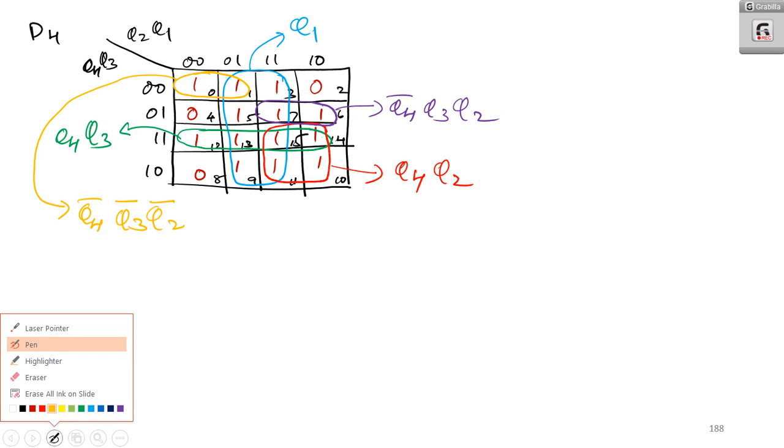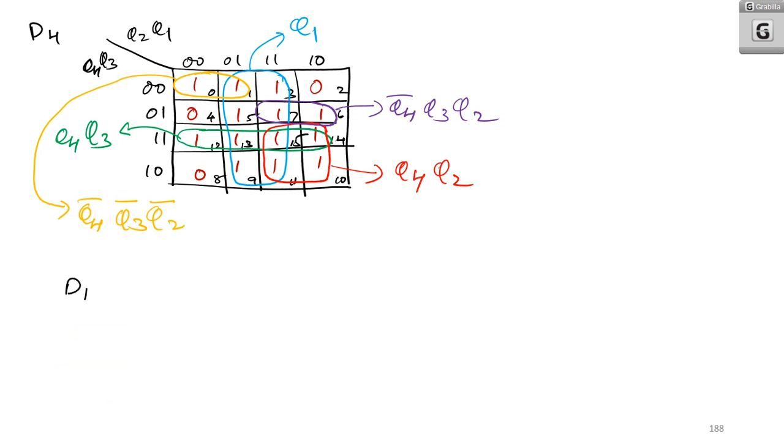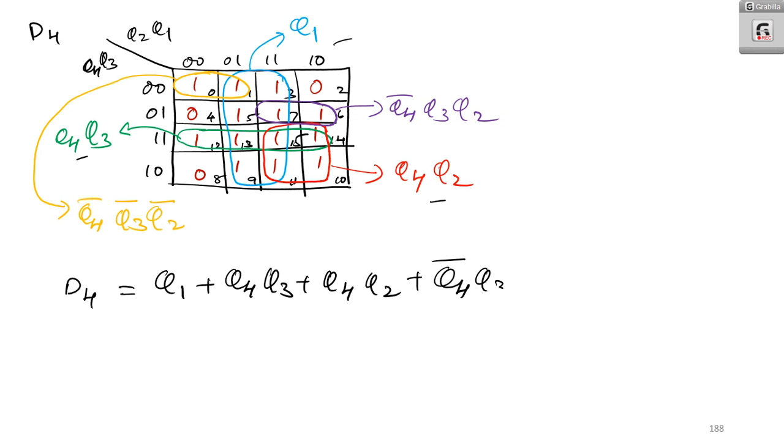Therefore we can write D4 is equal to Q1 or Q4 Q3 or Q4 Q2. Yeah, Q1 is there, Q4 Q3 is there, Q4 Q2 is there. Then comes or Q4 bar Q3 Q2, and the last one, or Q4 bar Q3 bar Q2 bar. Okay, so we got the expression for D4.